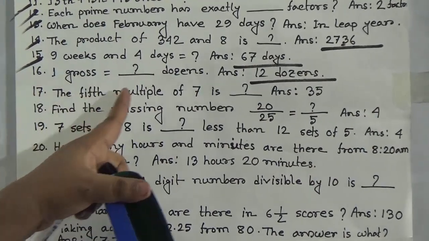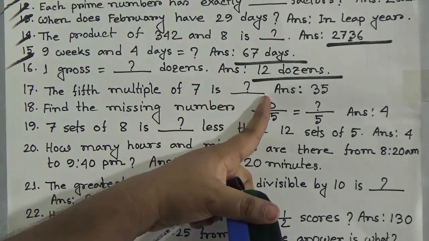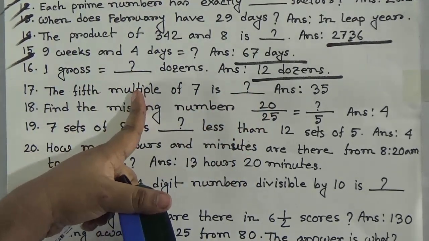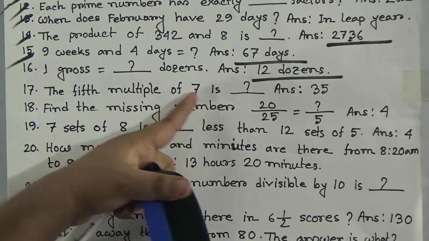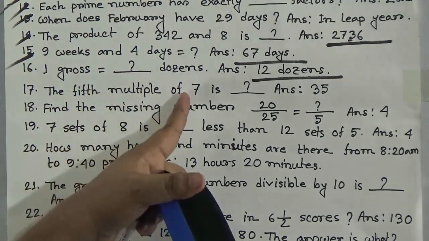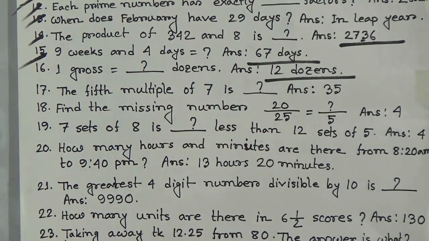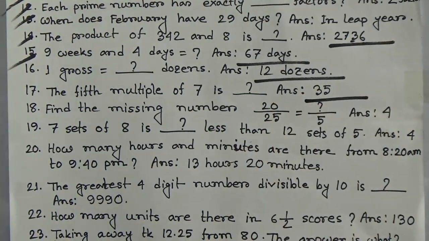17, the fifth multiple of 7 is dash. Fifth multiple, that means times table of 7, and it will be 5 multiplied by 7. 5 7s are 35. So 35 is the answer.